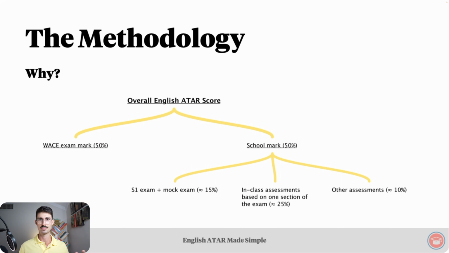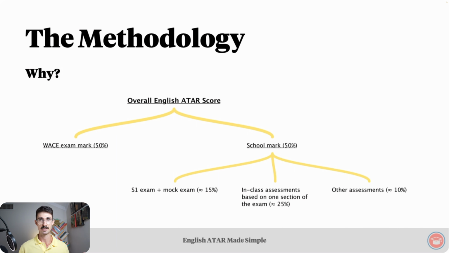The breakdown of your school-based mark might vary based on the course outline that you've got at school. So this is just an approximation, but in saying that, I've tutored students from a range of different schools across WA, and the numbers that you see here, the breakdown, 15% for exams, 25% for in-class assessments, and then 10% for the other assessments, that is the average across all the course outlines from all the different schools that I've tutored students from. Anyway, what is the point of me telling you all of this?